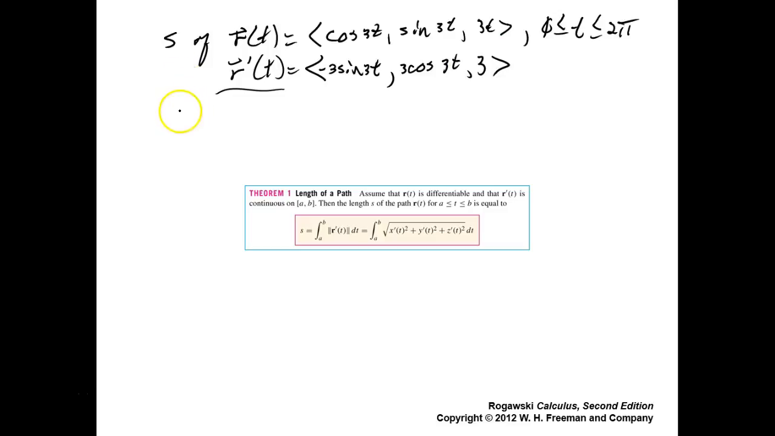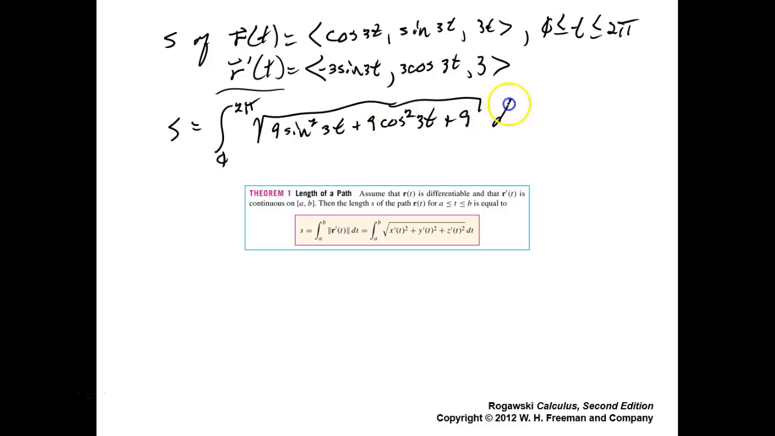Now, what your S is then is the integral from 0 to 2 pi, over that whole domain, of the square root of 9 sine squared 3t plus 9 cosine squared 3t plus 9 dt.